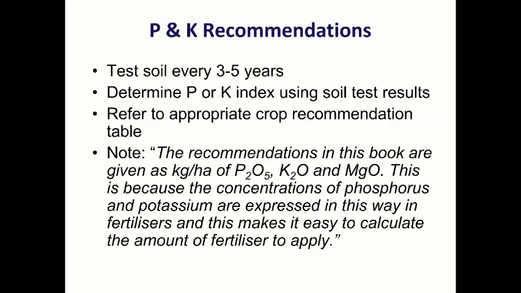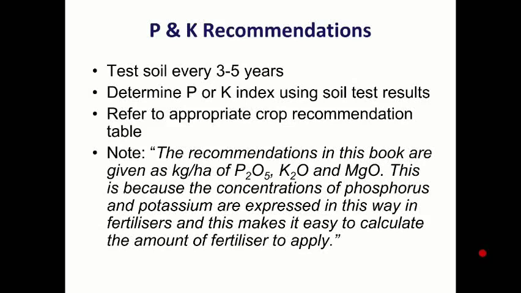So when you're doing phosphorus and potassium, you do your soil test, and then you have to figure out phosphorus or potassium index using soil test results. So you take that value from the lab, like we've done in the lab for potassium, and then you look at a table and see what range it falls in, and then determine which index it is. From 0 is the lowest, going up to 4, 5, 6 even. And then you use that index along with a crop recommendation table.